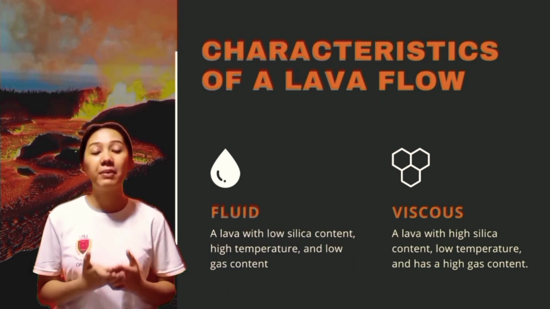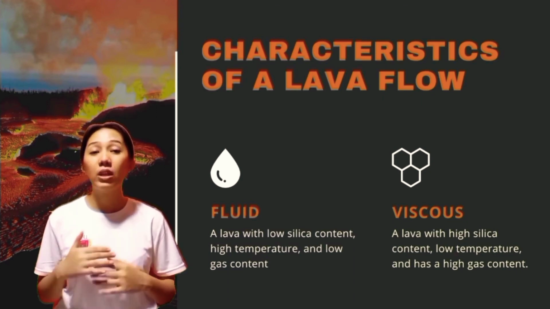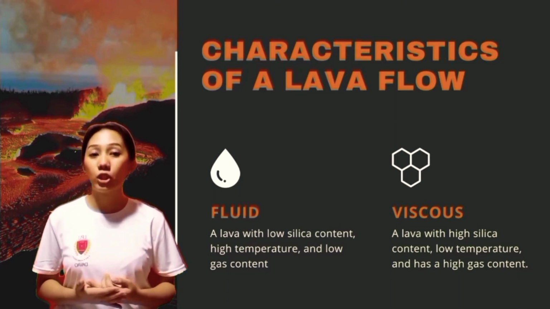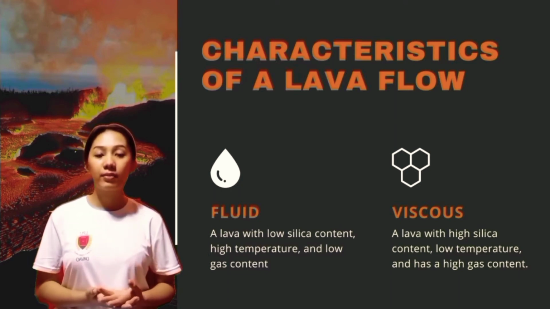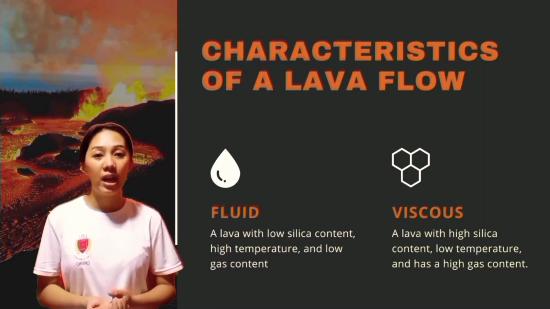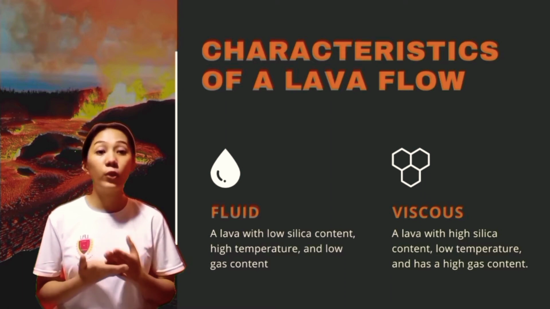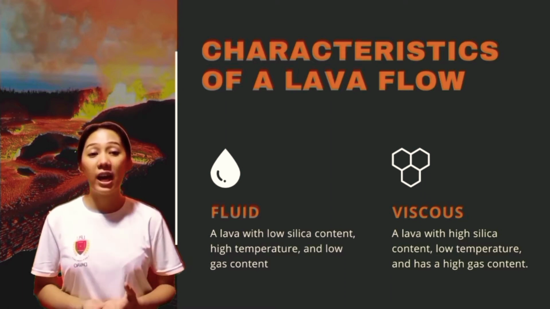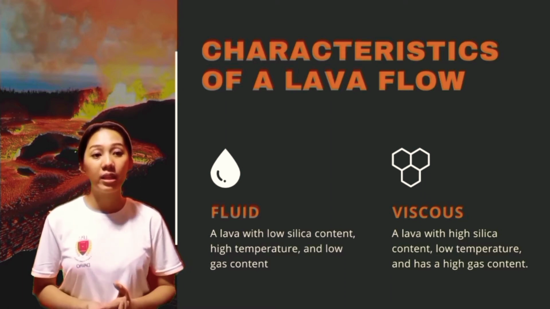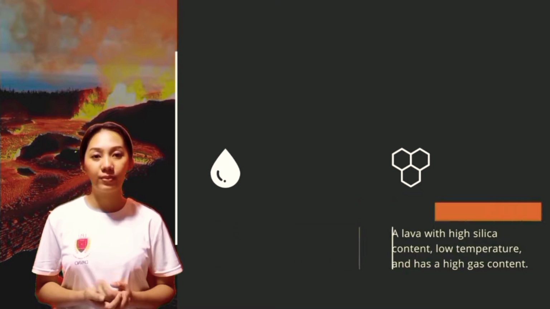Lava flows can be classified as fluid or viscous, depending on their composition, temperature, and gas content. If a lava flow has a low silica content, high temperature, and low gas content, it is considered more fluid. But if a lava has high silica content, low temperature, and a high gas content, it is more viscous.